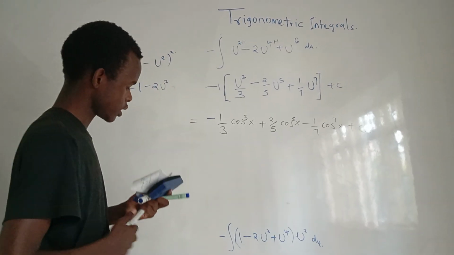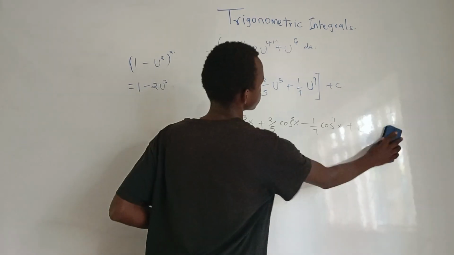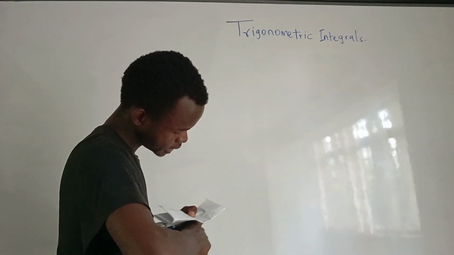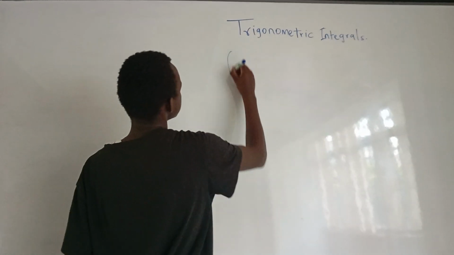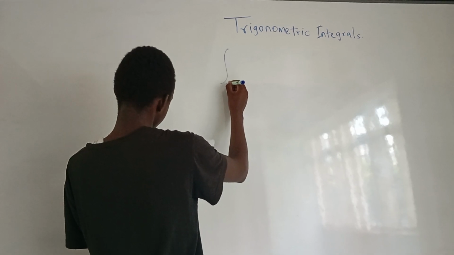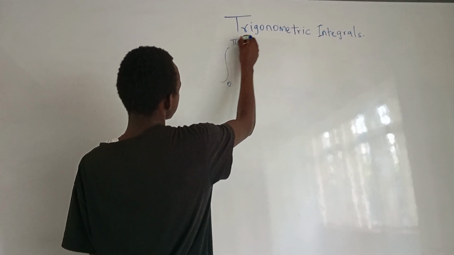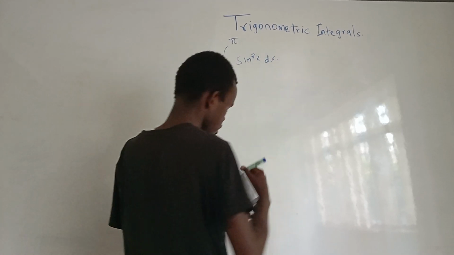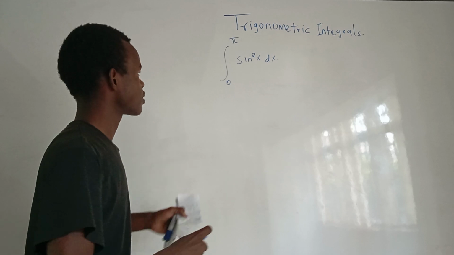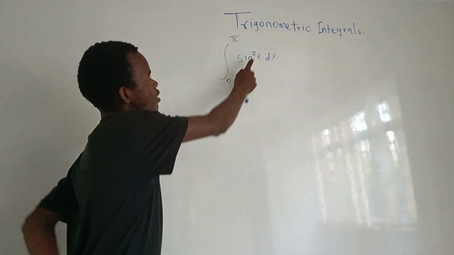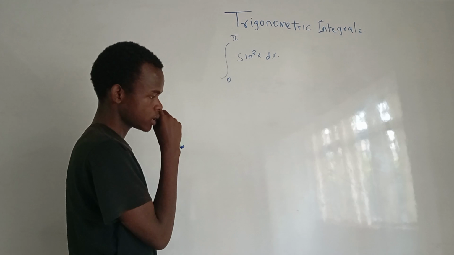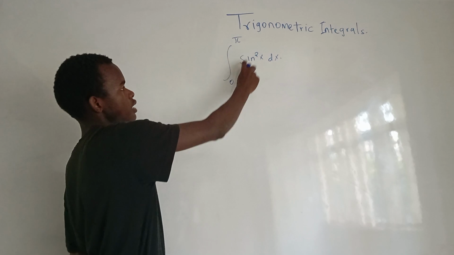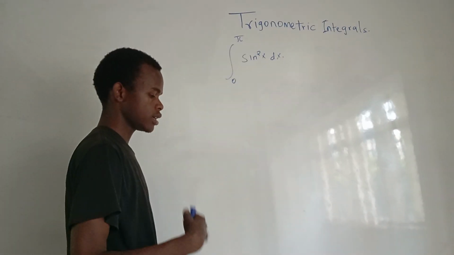So again, we go to another example. We are told to integrate from 0 to pi of sine squared of x dx. When you are told to integrate something like this, this is an even power of sine, so we can't integrate it directly. We just have to replace sine squared of x with the power reduction formula.